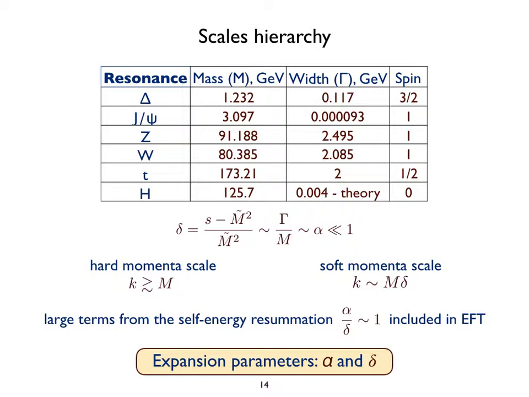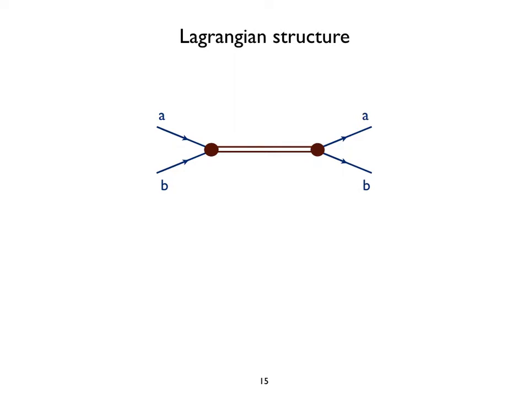The effective theory at leading order automatically resums such additional non-perturbative contributions to all orders in the coupling constant alpha and EFT parameter delta. We proceed to the construction of the effective Lagrangian now. The process under consideration is a production of the resonance near its mass shell by two particles with a subsequent decay. Accordingly, the Lagrangian can be split into three parts.